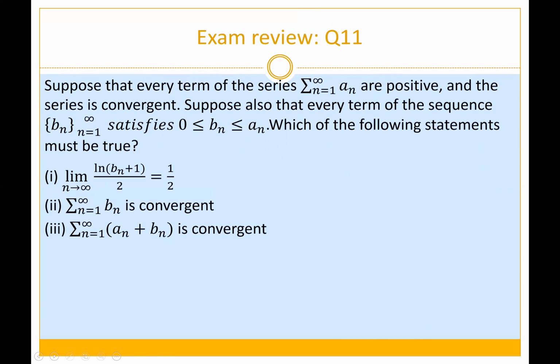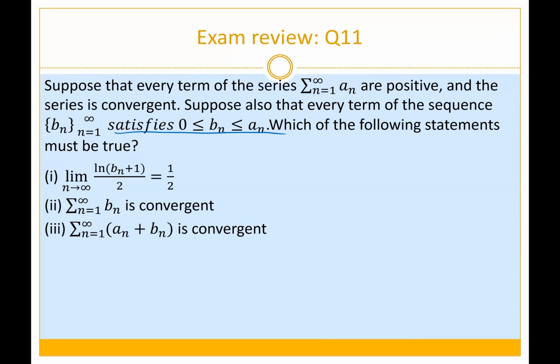This is one of the questions that have the most people got it wrong. So it's saying, suppose that every term of this series, an, from n equal to 1 to infinity, are positive, and the series is convergent. Suppose also that every term of the sequence Bn from n equal 1 to infinity satisfying this. So Bn is always smaller than An for every terms. Which of the following statement must be true? So let's look at them individually.